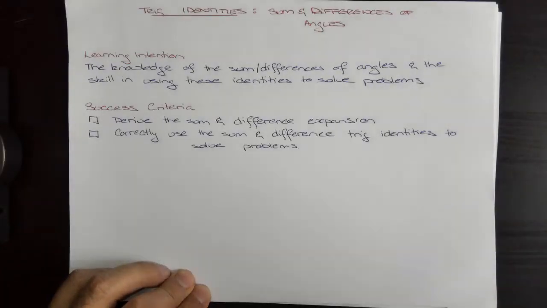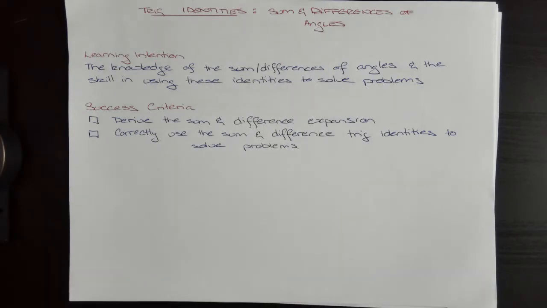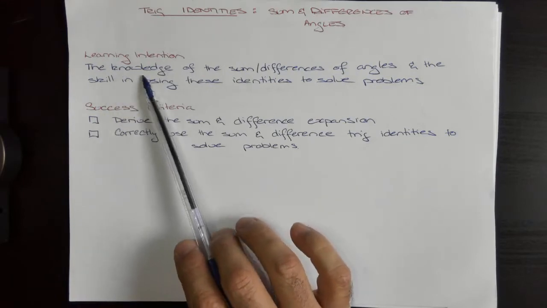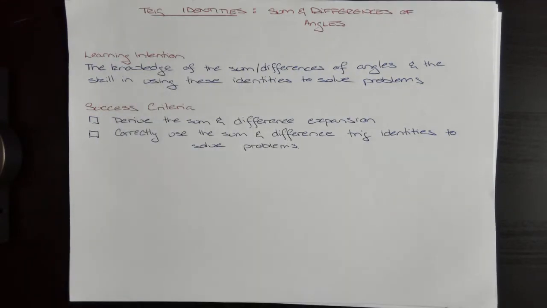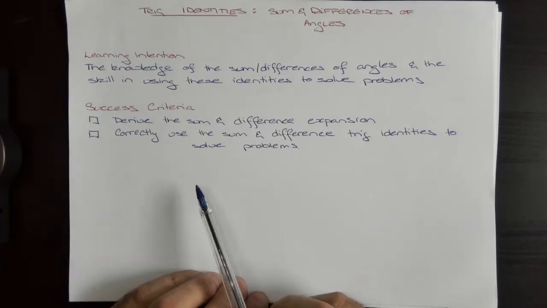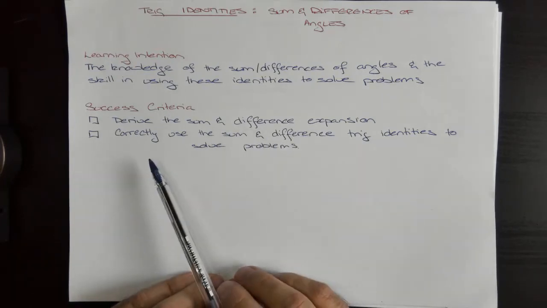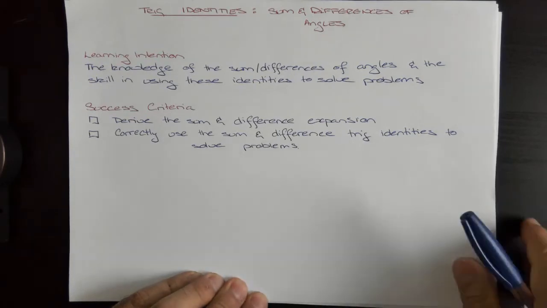Okay, so today we are going to look at trig identities, sum and differences of angles. Our learning intention is to gain the knowledge of the sum and differences of angles, and the skill in using these identities to solve trig problems. We'll be successful if we can derive the sum and difference expansion, and if we can correctly use the sum and difference expansions to trig identities to solve problems.